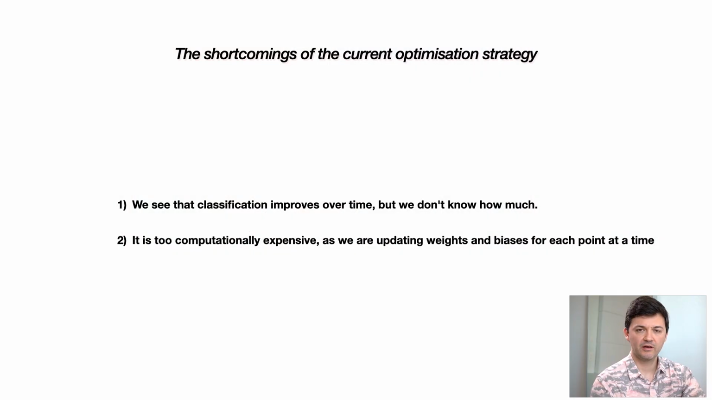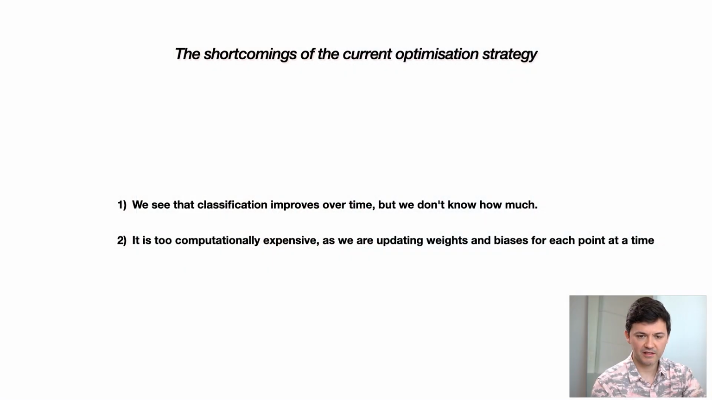Well, there are some shortcomings to the current optimization strategy that we are using. And what would be these shortcomings? Well, we can definitely see that our optimization improves over time, but we cannot really tell how much it improves. We lack a single objective measure that can tell us that. And the second thing is that this approach is too computationally expensive because we are updating our weights and biases after seeing each data point. So how can we alleviate these shortcomings?